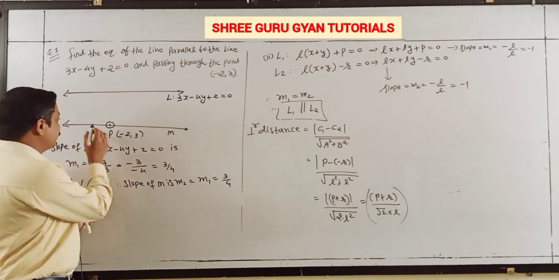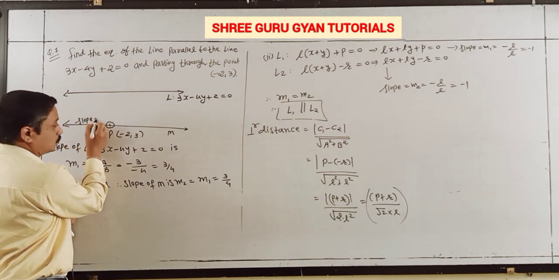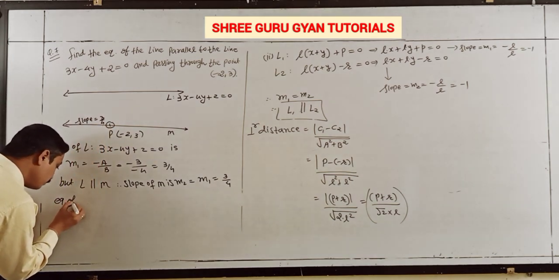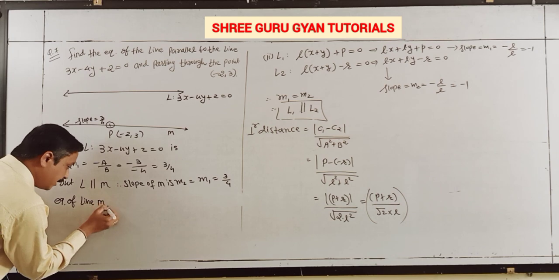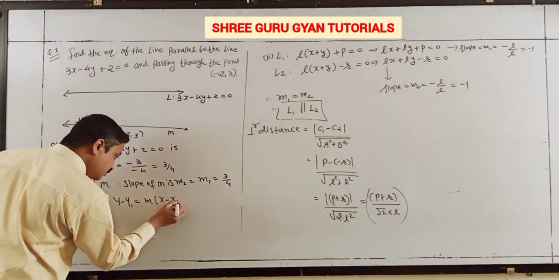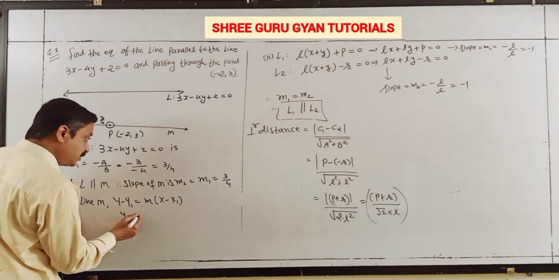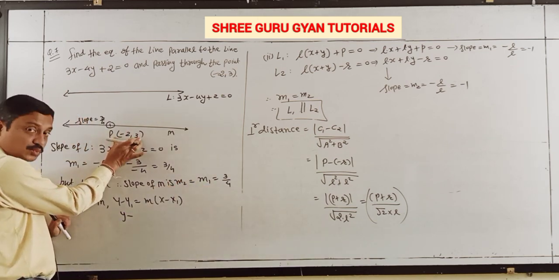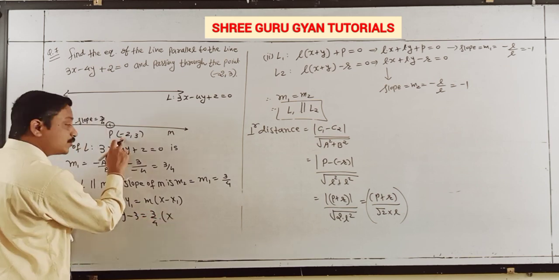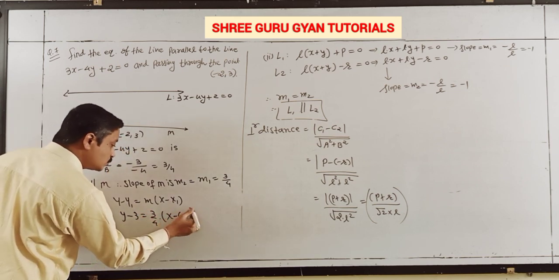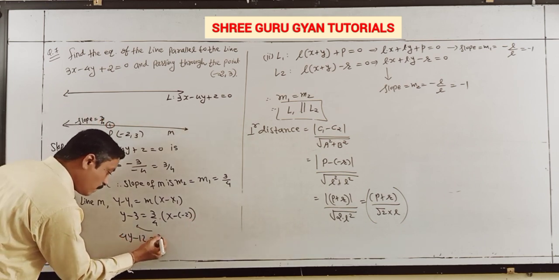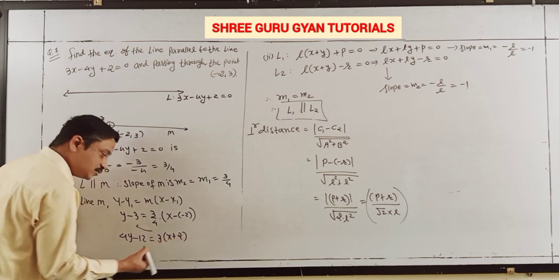Now the slope is ready, you will write down here the passing-through point. So the equation of line M: y minus y1 equals m times x minus x1. What is y1? Yes, this is your passing-through point, (x1, y1), y1 is 3. The slope I have is 3 by 4 and x1 is minus 2. So 4 you take upside, 4y minus 12, here x plus 2.